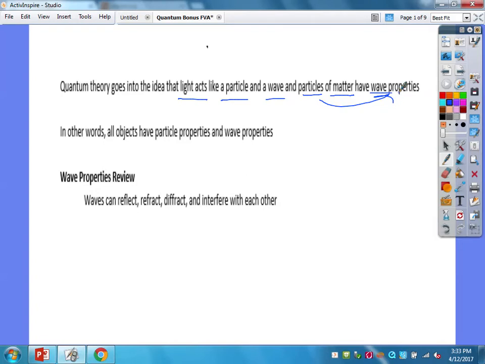Obviously, there are clear wave properties for light, and there are clear particle properties for matter. But trying to identify the other one is a little bit tougher, and that's the whole idea of what quantum theory went after, or is still going after. So, to review, the wave properties are basically the idea that you create these waves through space. You send this energy through space, and it can reflect, refract, diffract, and interfere with each other. Those are your general wave properties.